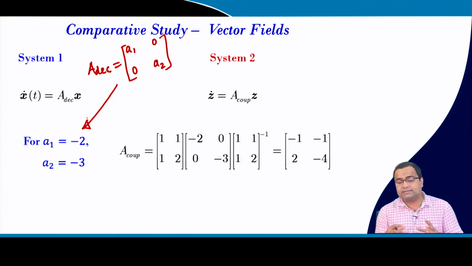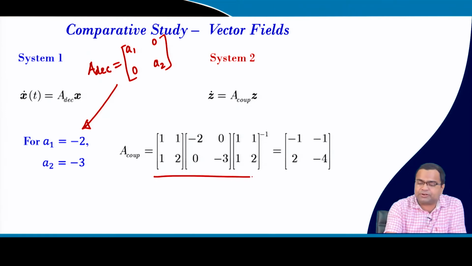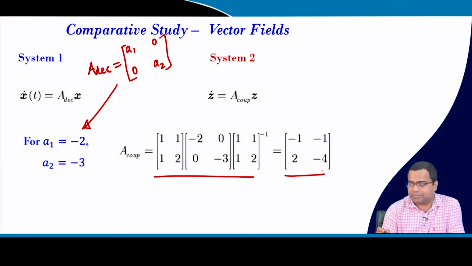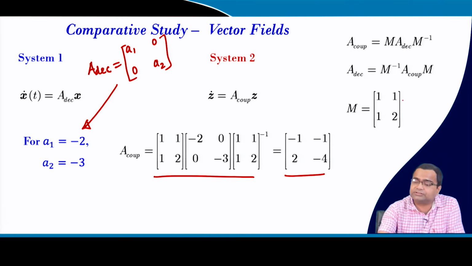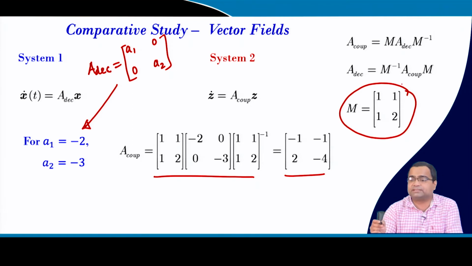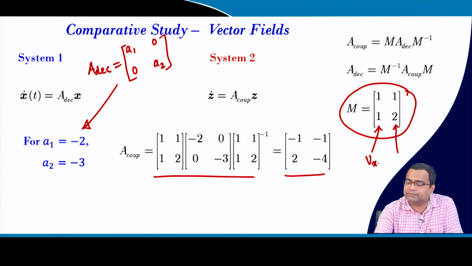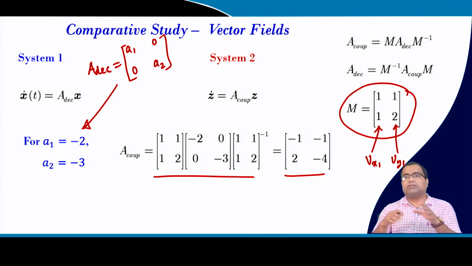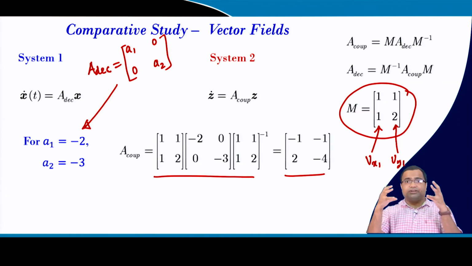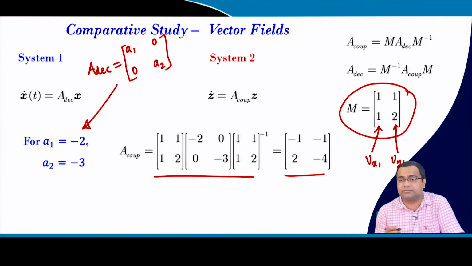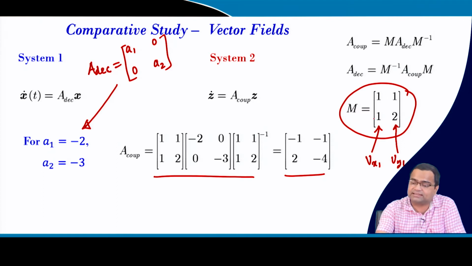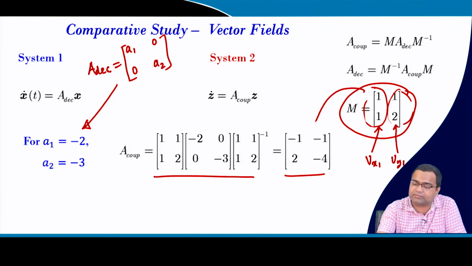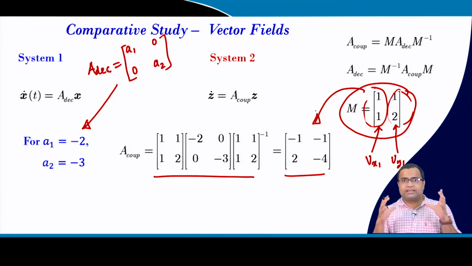And a coupled matrix we have obtained by means of a transformation. And what is the transformation? That transformation matrix is basically a combination of two vectors, which were Vx1 and Vy1 in our earlier lecture, and that constitutes the transformation matrix. We will soon find that these will be the eigenvectors of this particular system matrix. So, it is unique in that sense, and it has a special property.